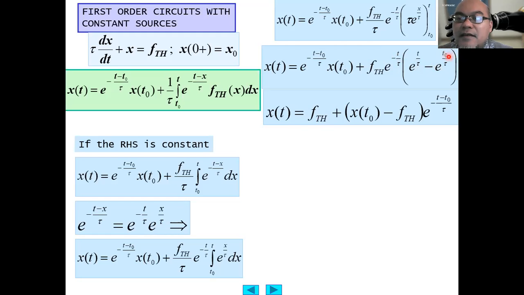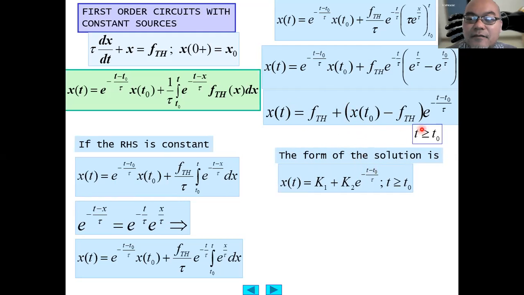This term, t exponent minus t0 over tau. Why do we put it like this? So that it can be put into one term with this part. It becomes x(t0) minus f_th multiplied by exponent minus t0 over tau. Okay, so this is the general formula for t larger than or equal to t0.